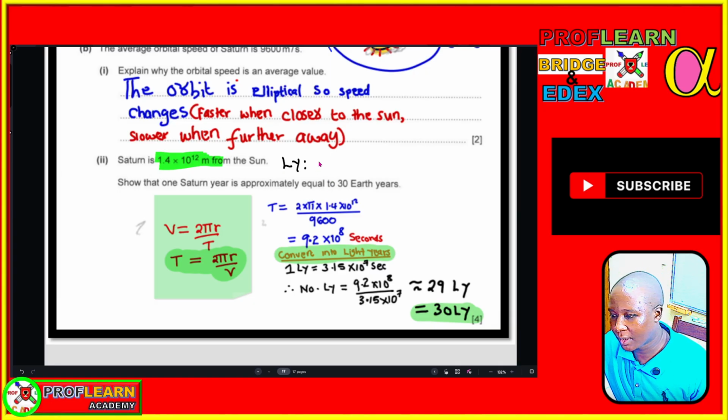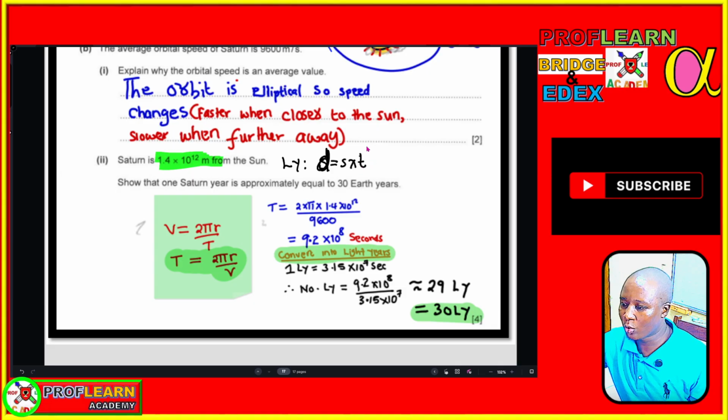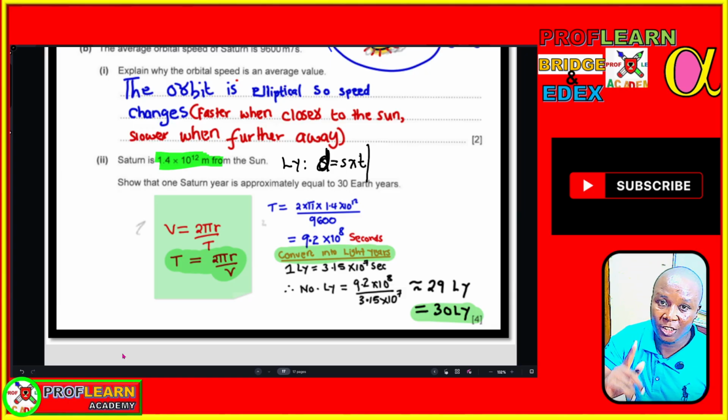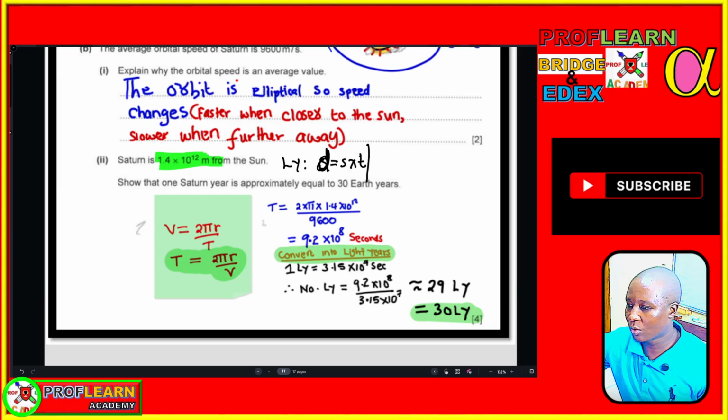But how do you get it? We know distance is equal to speed times time. If we want to know what 1 light year is, we need to know the speed of light. We have said 1 light year is the distance traveled by light in 1 year. So we need to work out the distance traveled by light in 1 year. We shall use the speed of light, which is 3 times 10 raised to power 8, times the time in 1 year.